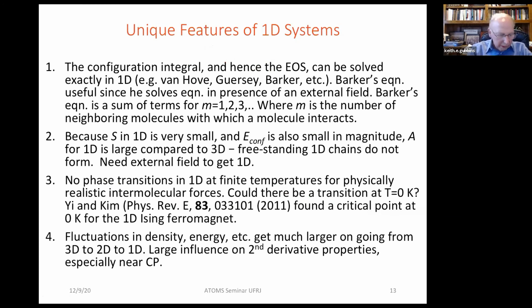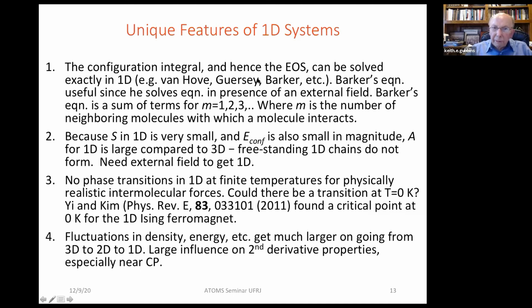Okay, so now I want to spend most of the rest of the time, the last part, talking about one-dimensional systems. I want to first mention some unique features. The first thing, which has been known since 1940 or so, is that in 1D you can solve the configurational integral exactly. A lot of early workers like Van Hove, Gursey, John Barker, Longuet-Higgins, and others published papers with solutions.